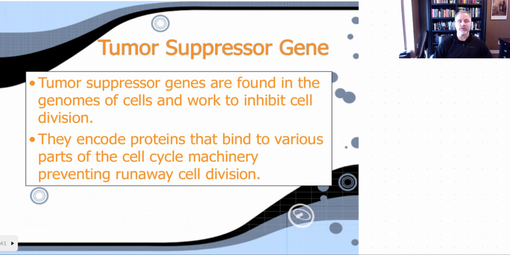These tumor suppressor genes are found within the genome, and again, they're going to inhibit or suppress the formation of a tumor. They encode certain types of proteins that bind to the cell cycle machinery and prevent this runaway cell division. And if these tumor suppressor genes become mutated, then you can see how they don't do the things that they're supposed to do, and that's what's going to give rise to formation of tumor and all of the other bad things, okay?